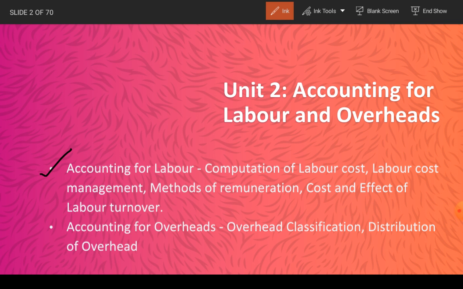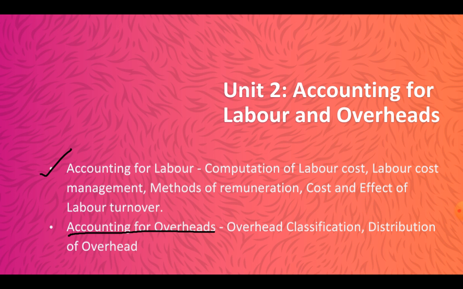Now we're moving on to the second part, or the second half of the unit, which is accounting for overheads. And under accounting for overheads, we have to deal with overhead classification. Then we have to deal with the distribution of overhead as well. Okay, so mostly when we're talking about accounting for overheads, it is just the theoretical aspects. We're not going to be dealing with a lot of problems. Mostly we're just going to be talking about the theoretical aspects pertaining to overheads in the cost.